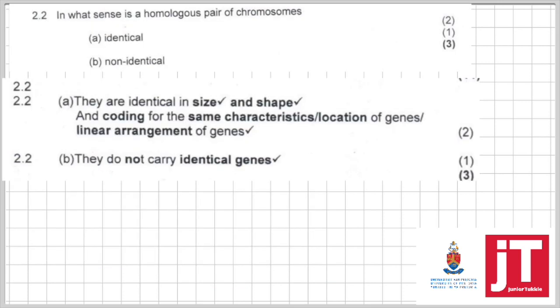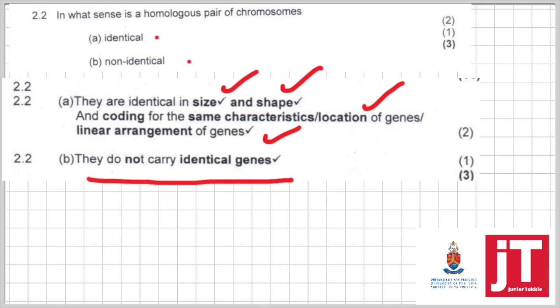Right. 2.2.1. In what sense is a homologous pair of chromosomes identical? Now, they're identical in size and shape, and they code for the same characteristic or position of the gene, or the linear arrangement of the genes. Right. In what sense is a homologous pair of chromosomes non-identical? They do not carry the identical genes.